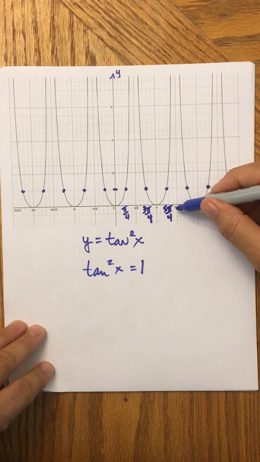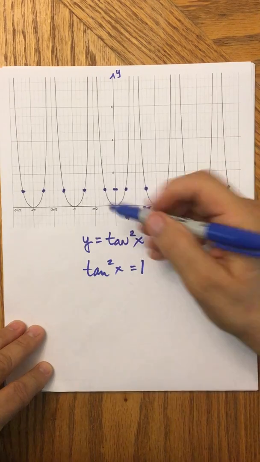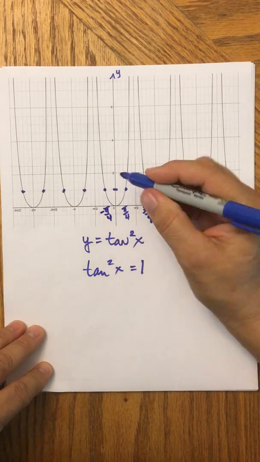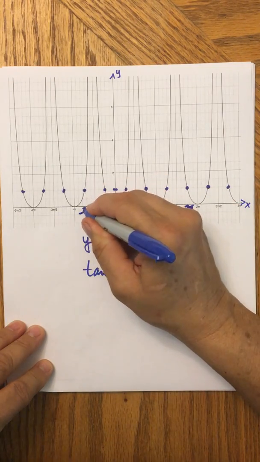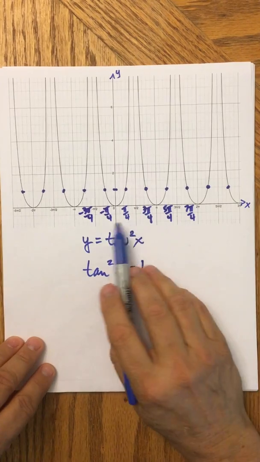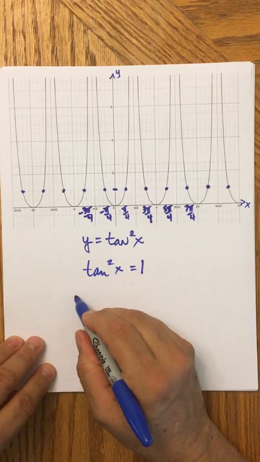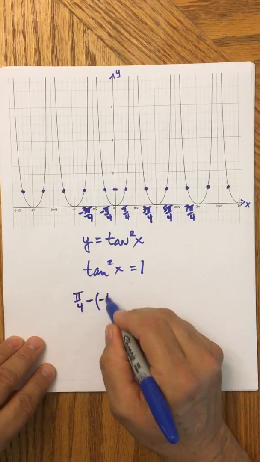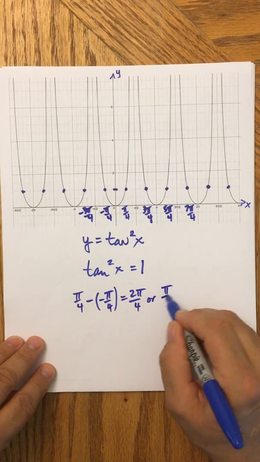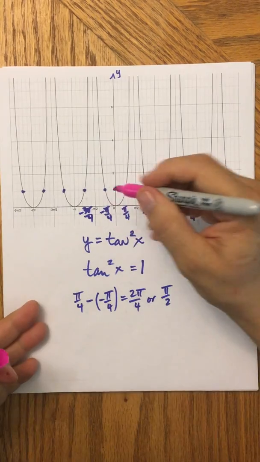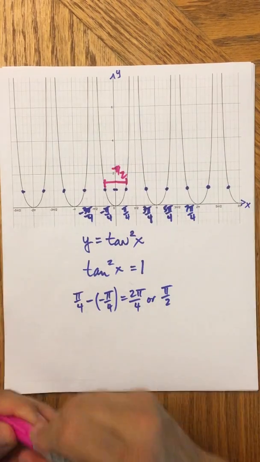And then here, this one is between 3 pi over 2 and 2 pi, so that's going to be 7 pi over 4. If we go this way, I could see that this is negative pi over 4, and so on and so forth. This is between negative pi over 2 and negative pi, so it is negative 3 pi over 4. So let's take a look. Visually, what do you think the distance is between these two? Pi over 4 minus negative pi over 4 is 2 pi over 4, or what? Pi over 2. So the distance is pi over 2 between those two solutions.